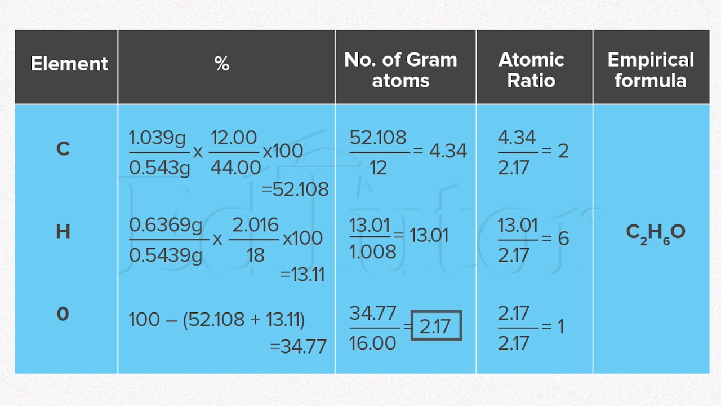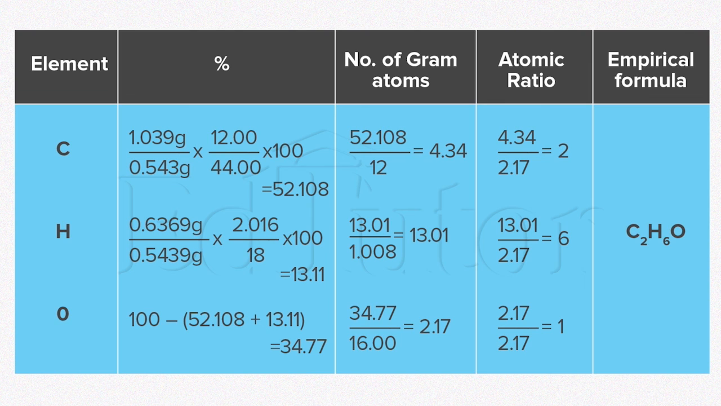Now, by looking at the values of gram atoms or moles of all the three elements, we see the smallest value is that of oxygen, that is 2.17, right? So, this will be used as the denominator for calculating the atomic ratio. We know atomic ratio equals the number of gram atoms divided by the smallest number of gram atoms.